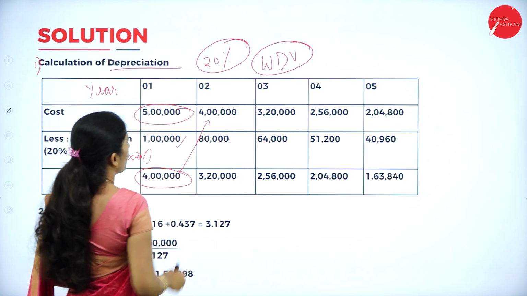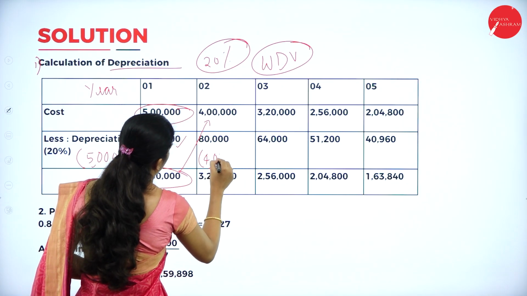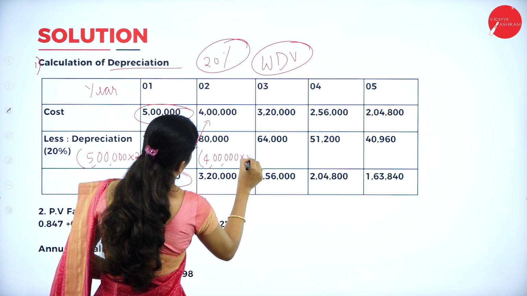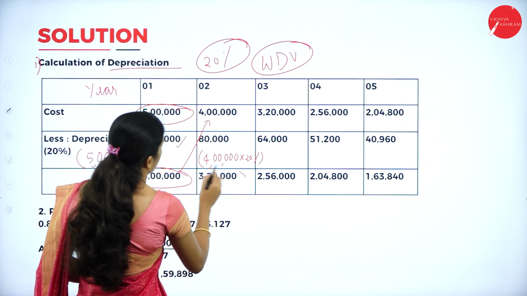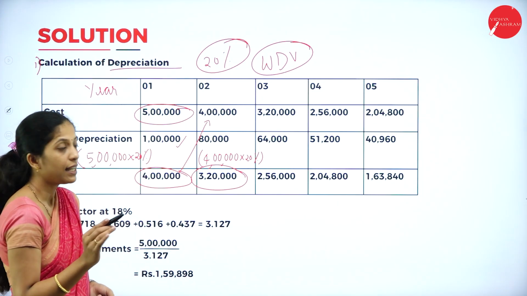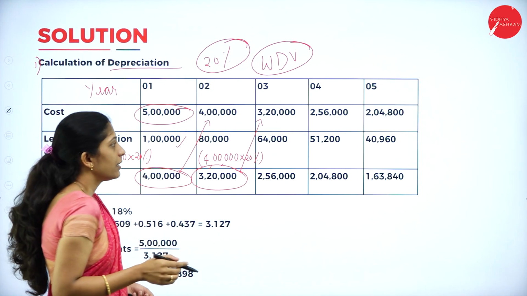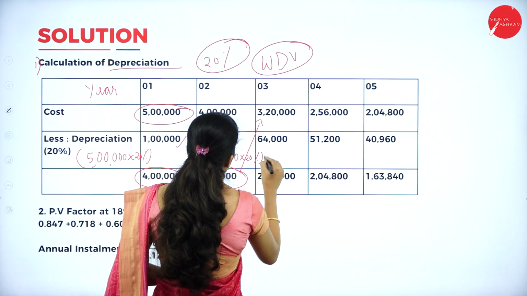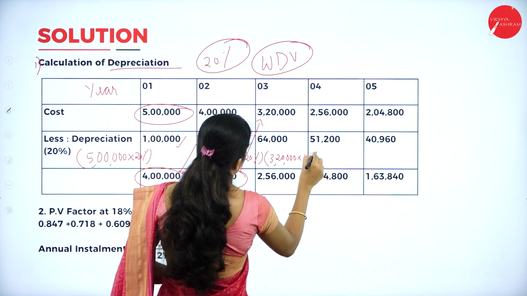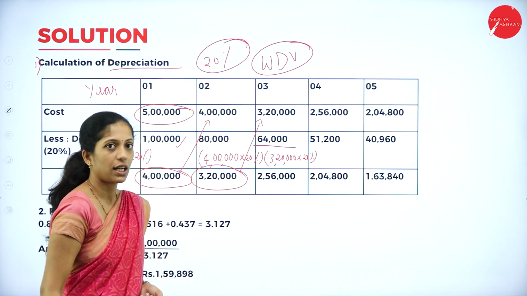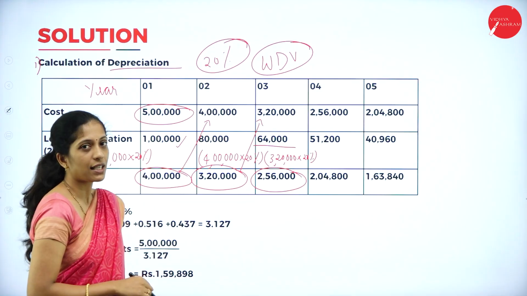Now come to the second year. The second year value of the asset is 4 lakh, less depreciation. How to calculate? 4 lakh into 20%. That is 80,000. 4 lakh minus 80,000 is 3,20,000. That is the value of the asset in the second year. The same value will be in the beginning of the third year. Now we have to deduct the depreciation. 3,20,000 into 20% is 64,000. So 3,20,000 minus 64,000, the value is 2,56,000.